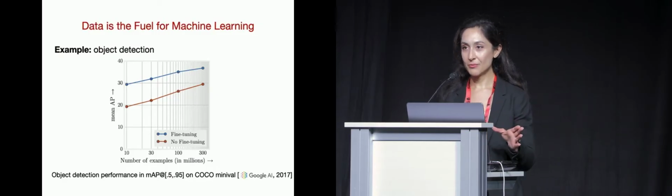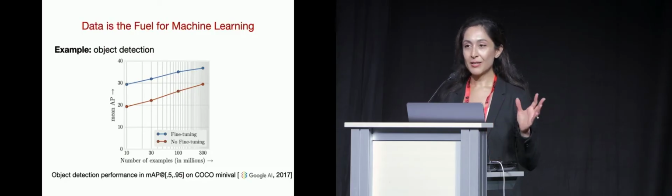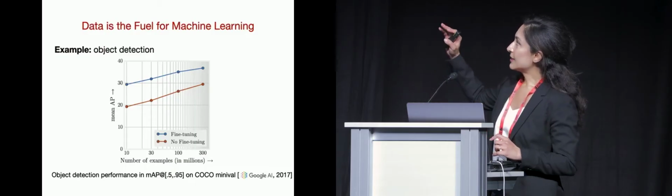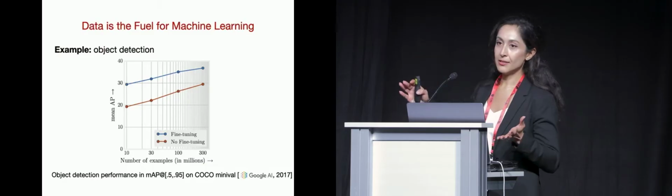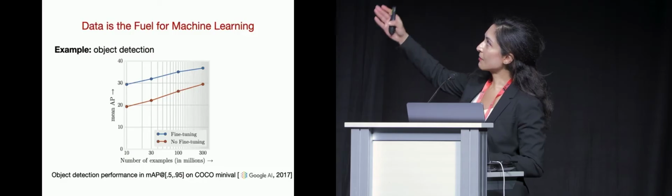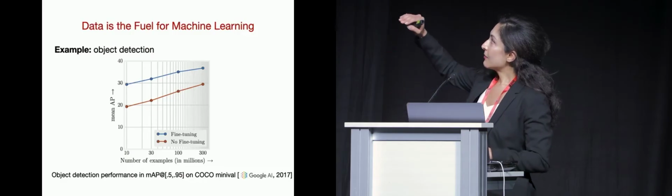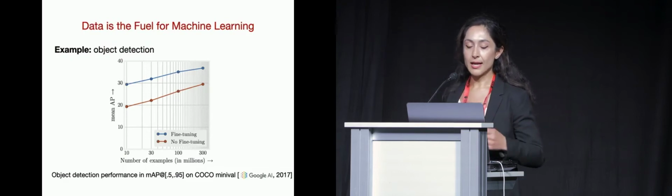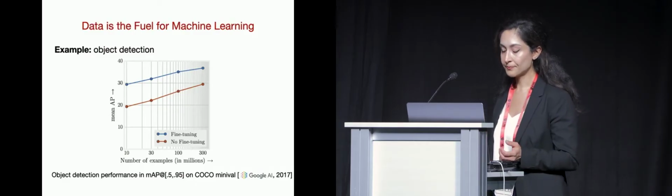Here's an example of object detection from Google AI from 2017, almost 7 years old now. If you look at the x-axis, you see the number of examples. As we increase the number of examples from 10 million all the way up to 300 million, you see the performance of this object detection on the y-axis in log scale. And you get this logarithmic improvement in the performance of object detection tasks. So clearly, this confirms the importance of data.